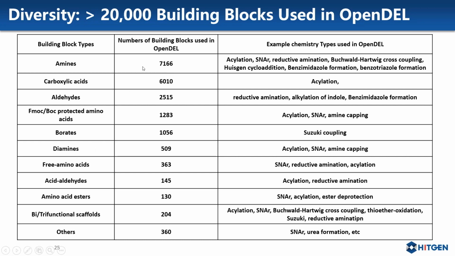And we can see that for the amines, we use more than 7,000 different building blocks, and 6,000 different carboxylic acids. Also, not only one chemical reaction is used. For example, for amines, different kinds of chemical reactions are used for library construction, including acylation, SNAr reaction, reductive amination, Buchwald coupling, and also benzimidazole ring closure, and also click chemistry.